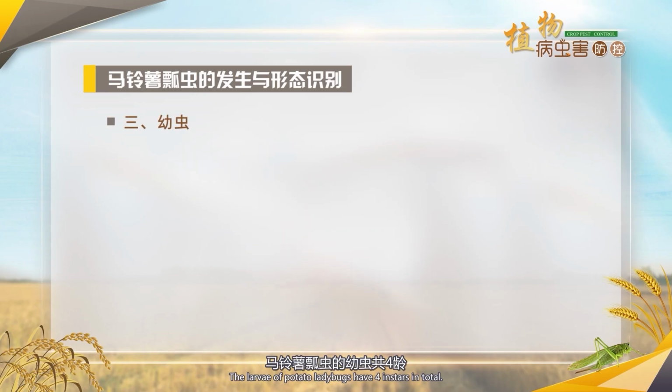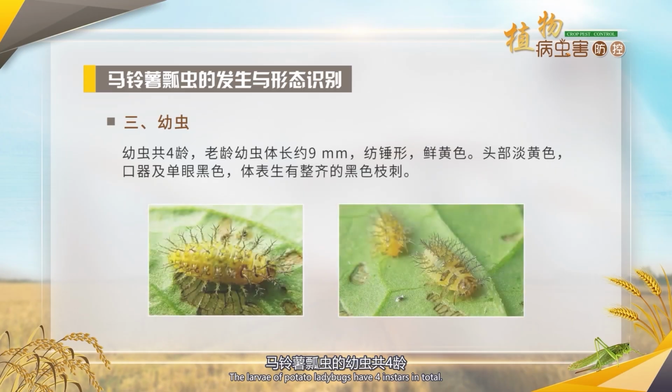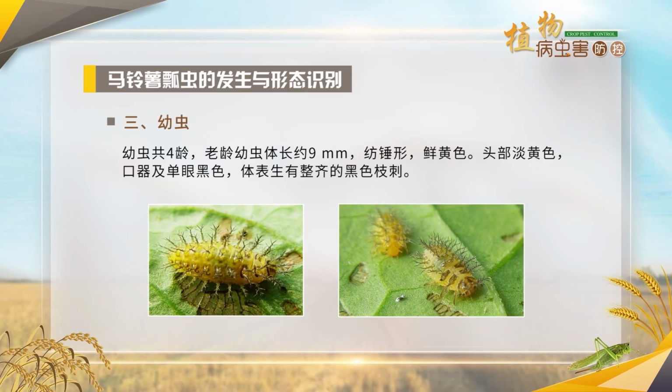The larvae of potato ladybugs have 4 instars in total. The old larvae are about 9 millimeters long, spindle-shaped and bright yellow. The head is light yellow, the mouthparts and eyes are black, and there are neat black spines on the body surface.